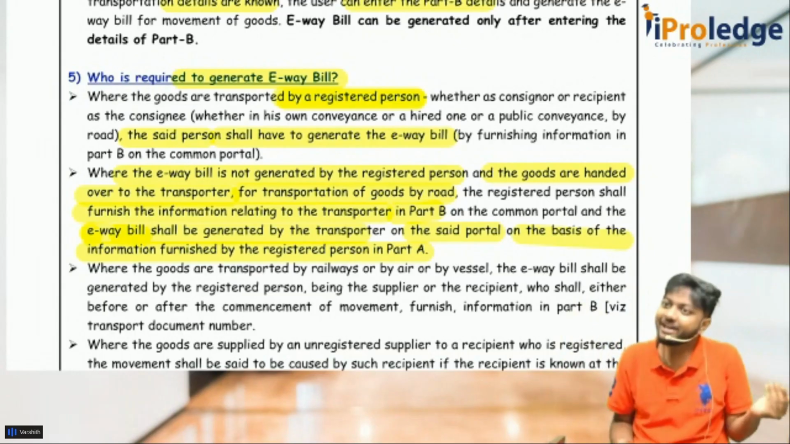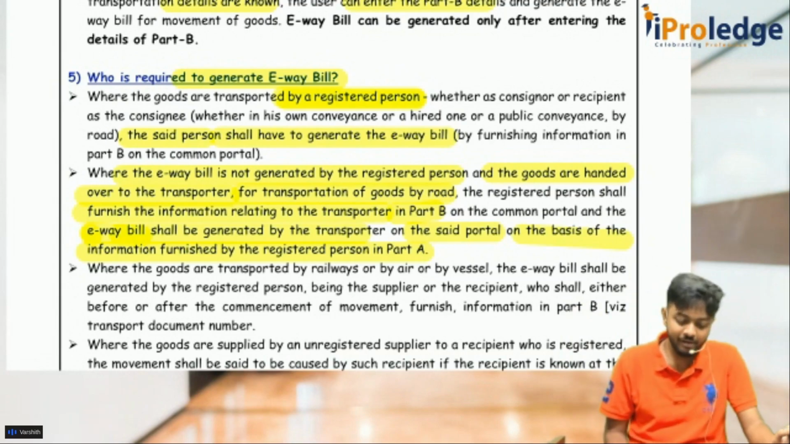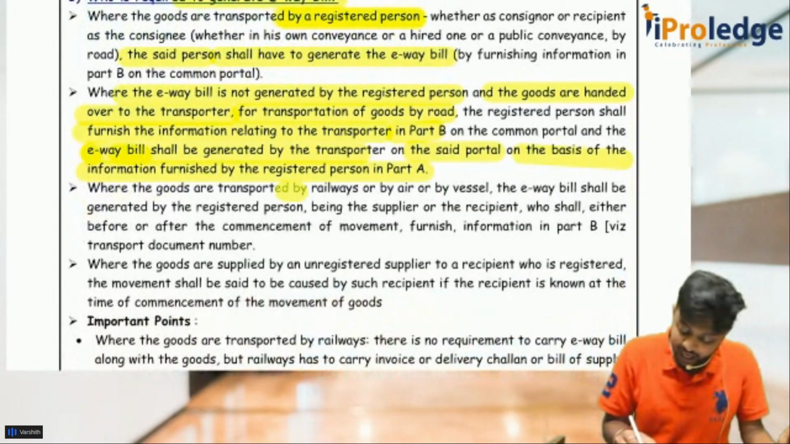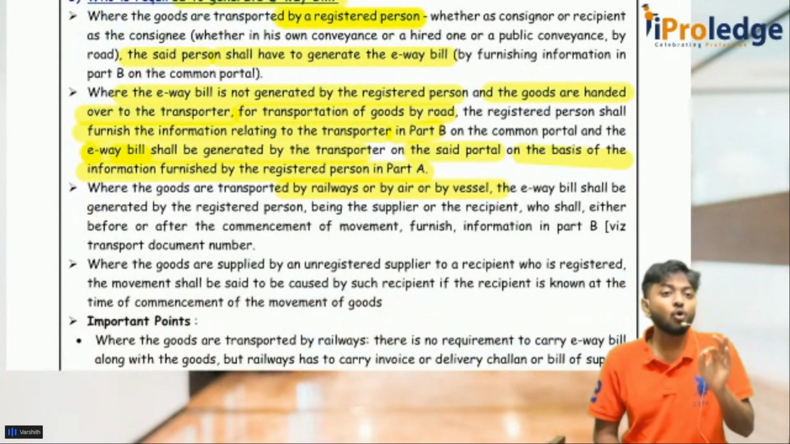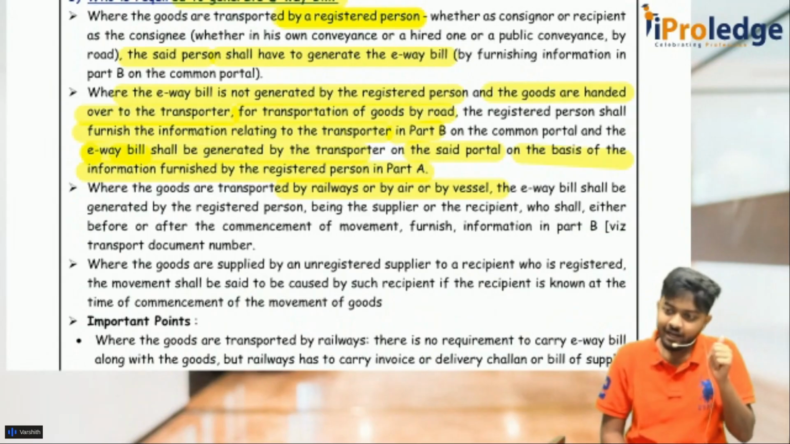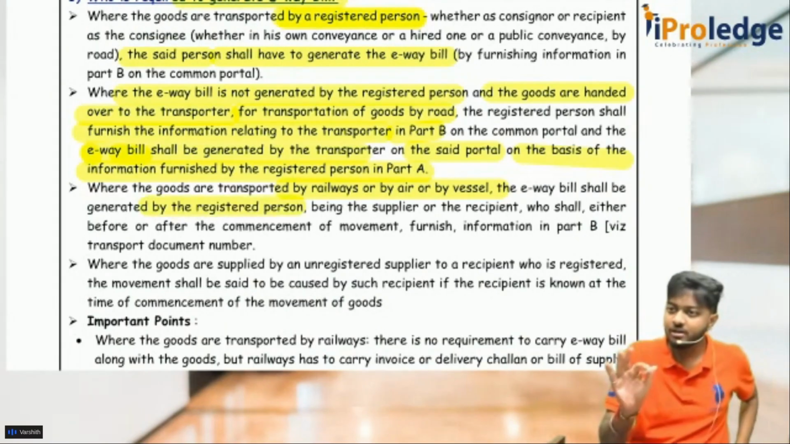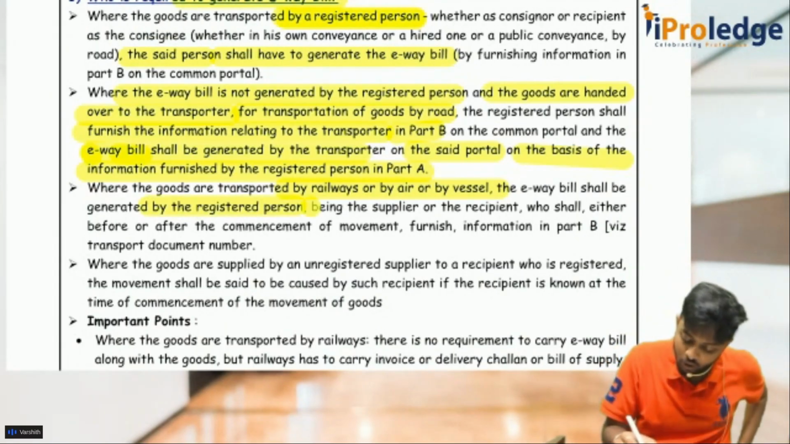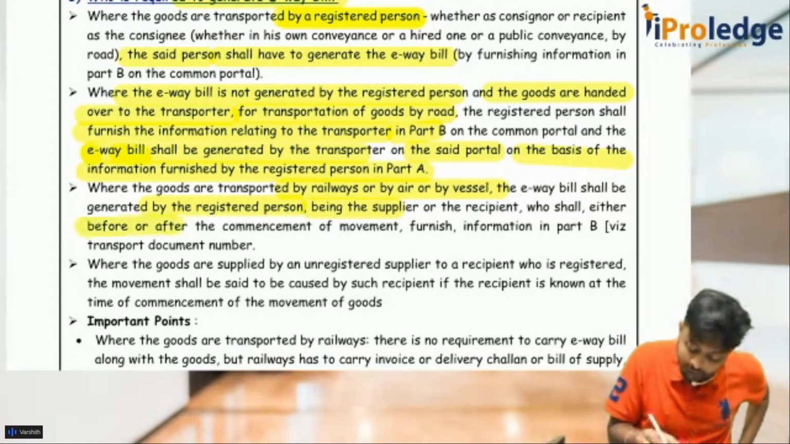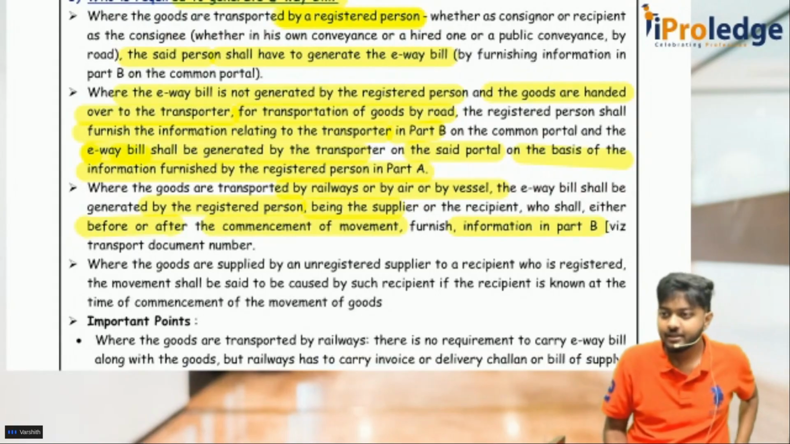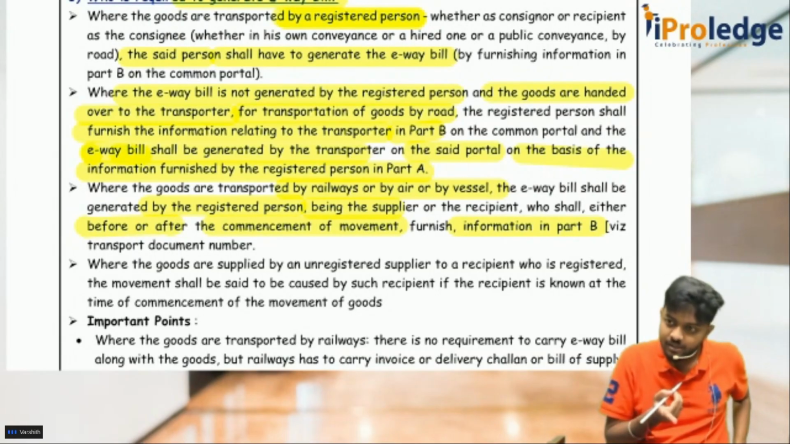This guy is just giving transportation service, and all these extra compliances he has to do. When the goods are transported by railways, air or vessel, till now we were talking about road. If it is transported via railway, air or ship, then the e-way bill shall be generated by the registered person only, still the supplier, who shall either before or after the commencement of the movement furnish the information in part B. So guys, here we got this point.